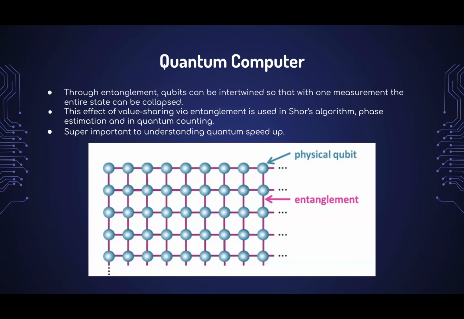So in quantum computing, through entanglement, qubits can be intertwined so that with one measurement, the entire state can be collapsed. This effective value sharing via entanglement is used in Shor's algorithm, phase estimation, and quantum counting, which are three ways of utilizing quantum computers to do certain things. Shor's algorithm breaks encryption, specifically RSA encryption. It's one of the most famous quantum algorithms.